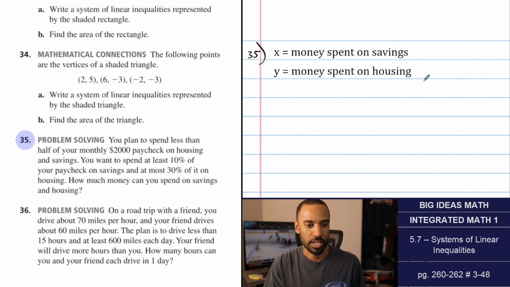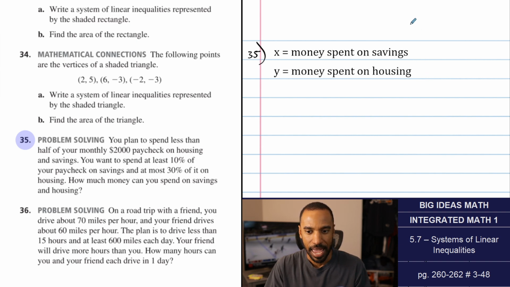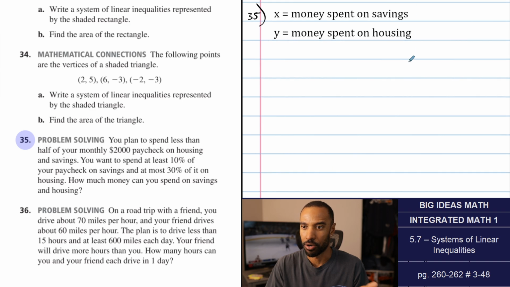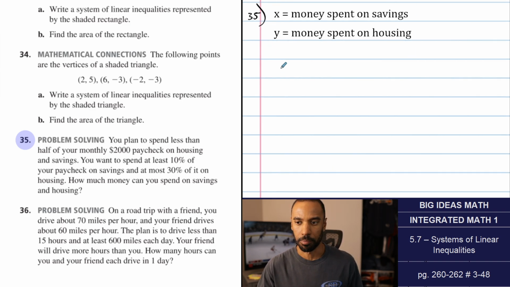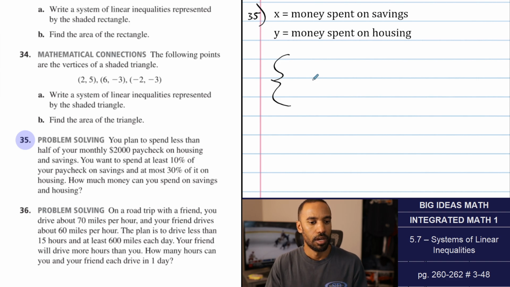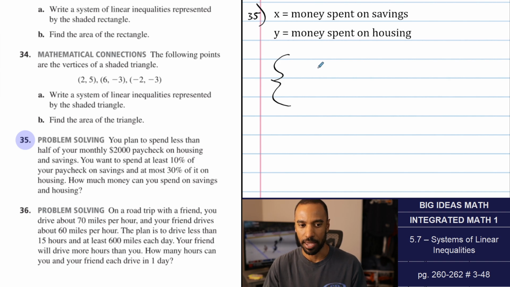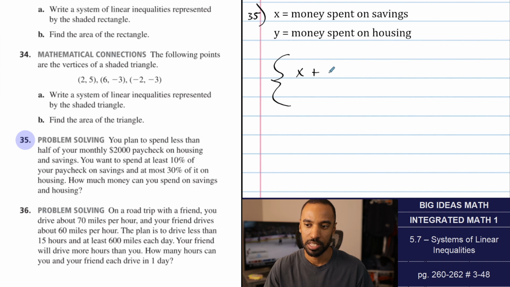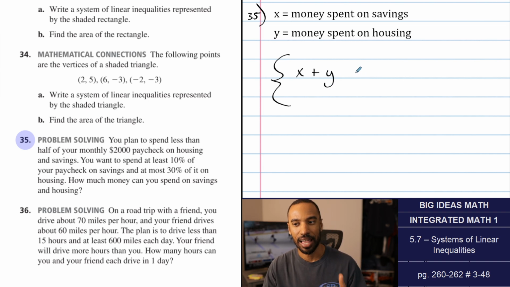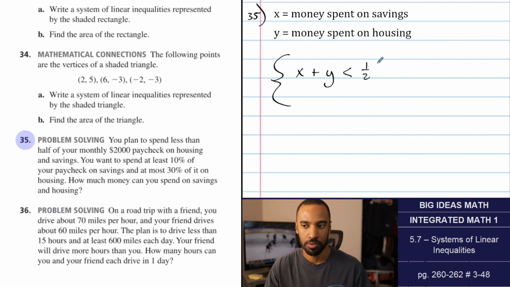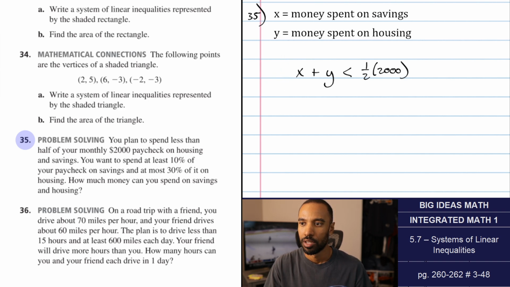Okay, let's come up with a system here. How much money can you spend? I mean, it's a system, so I don't know if there's only one answer here or not. You plan to spend less than half of your monthly $2,000 paycheck. Half of 2,000 is 1,000. So on housing and savings, the amount I spend on housing plus the amount I spend on savings is less than half of 2,000, not even equal to. It's got to be less than 1,000. Okay? This curly brace is too small. I think I need three different inequalities here. I'll do the curly brace after.